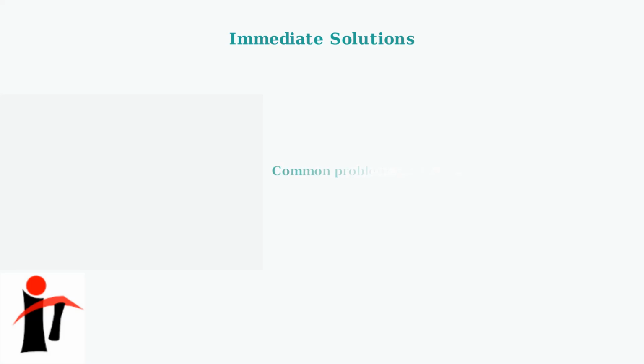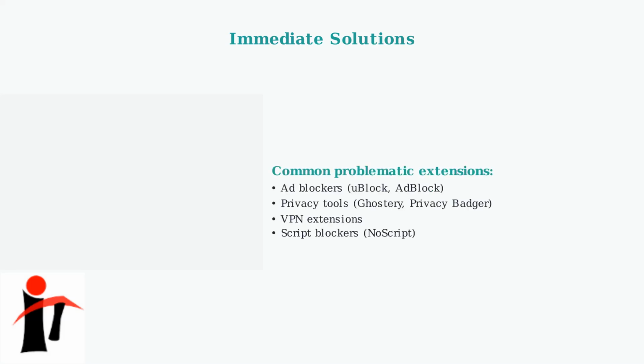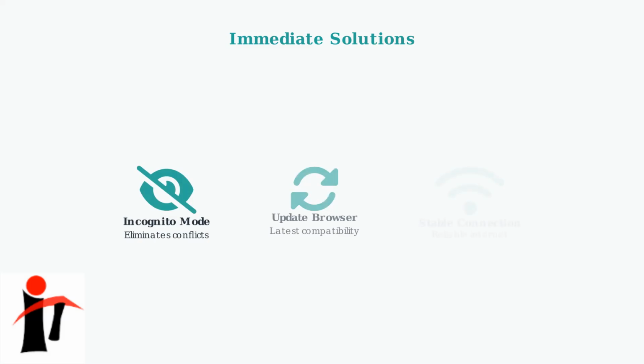Next, disable browser extensions, especially ad blockers and privacy extensions. These often interfere with Meta's authentication process. Try incognito or private browsing mode to eliminate conflicts. Ensure your browser is updated to the latest version, and verify you have a stable internet connection.